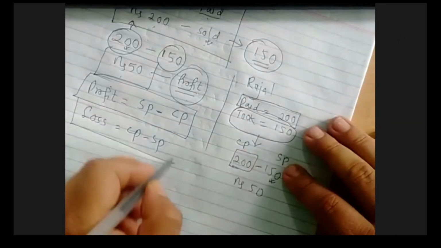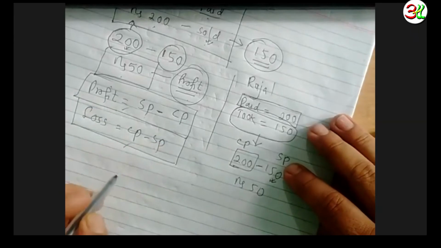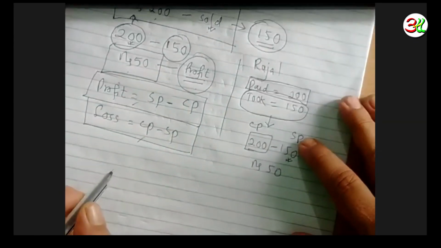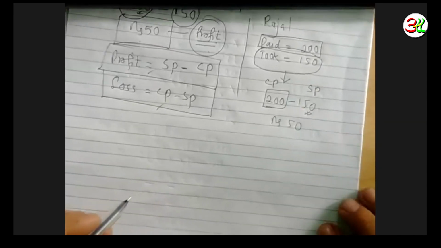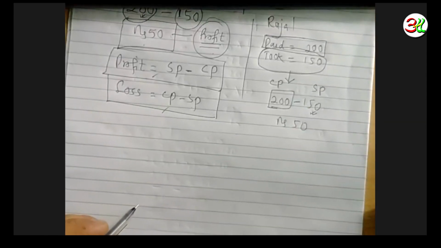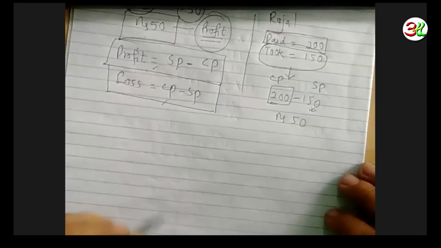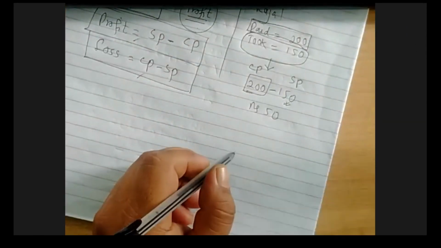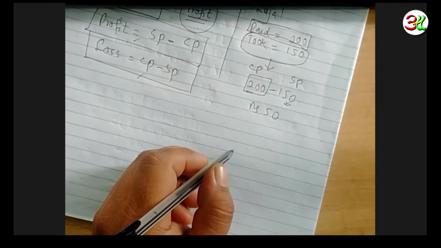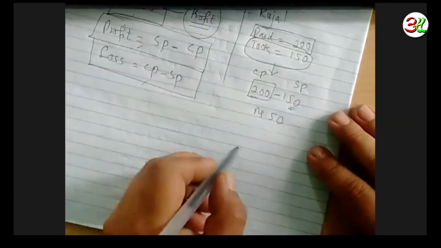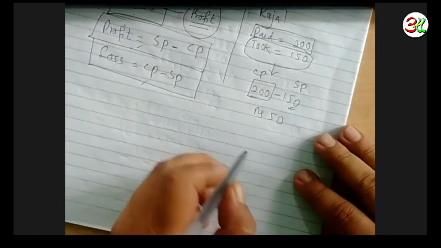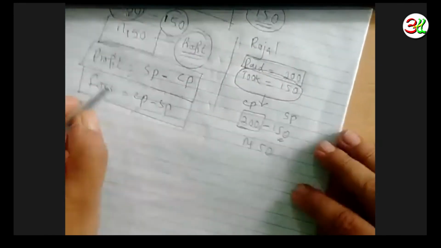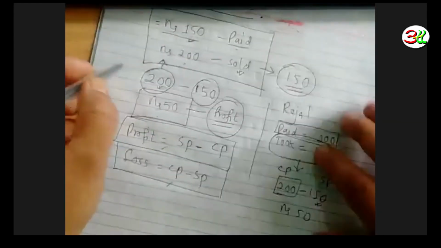Any confusion for these two formulas? No, sir. Okay, then in class 8 you also discussed how to find the percentage. How to find the percentage? To find the percentage, we divide the amount by the total and multiply by 100.